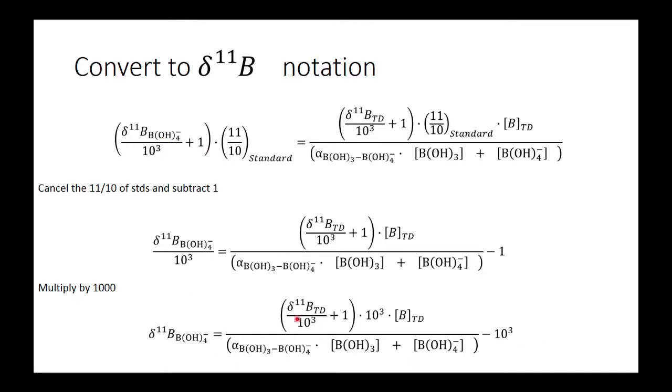And this then gives us the equation for the measurable isotope ratio, in terms of delta 11B of the borate ion, as a function of the relative proportions of the species, the isotopic composition of the total and the fractionation factor.